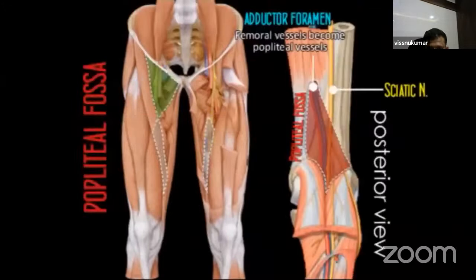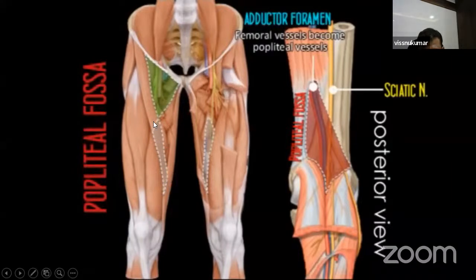Okay. Now, what is the adductor canal? This is a very important thing, the diagram. Please remember. I'll make it very simple. So we have two triangles. One is the femoral triangle. Another one is the popliteal triangle. And these two triangles are joined by a canal, which is called the adductor canal. So the adductor canal is going to communicate the femoral triangle with the popliteal triangle.